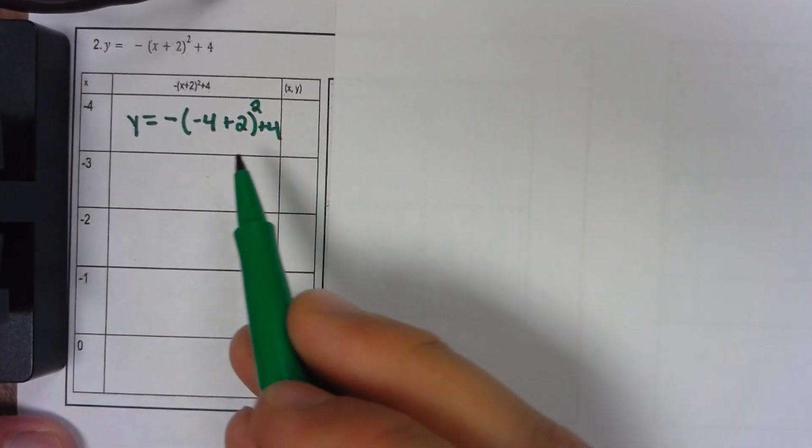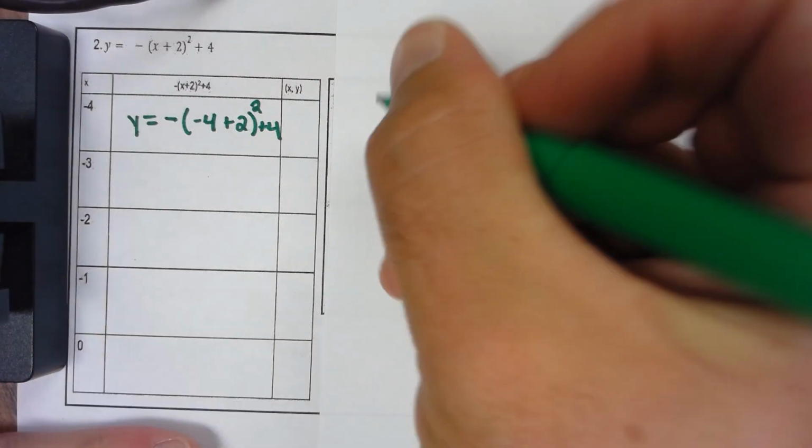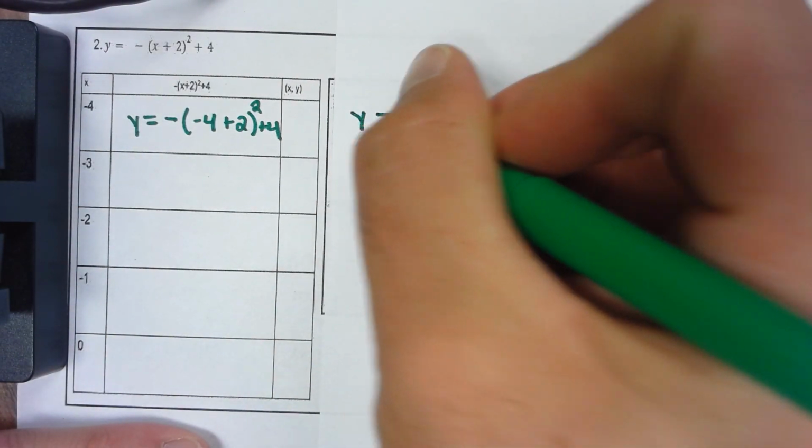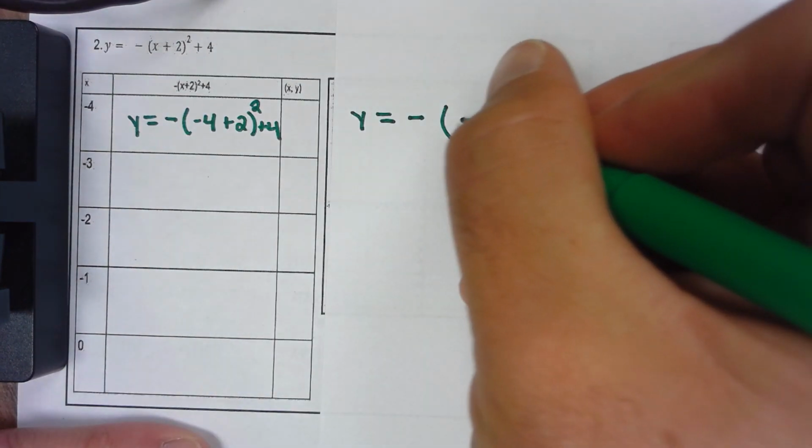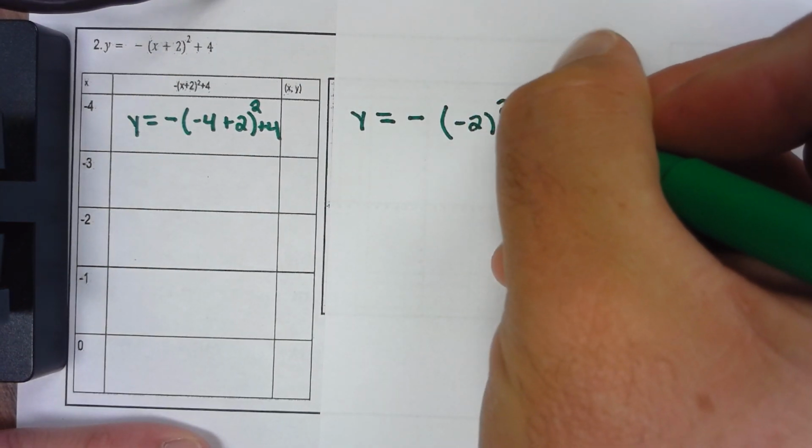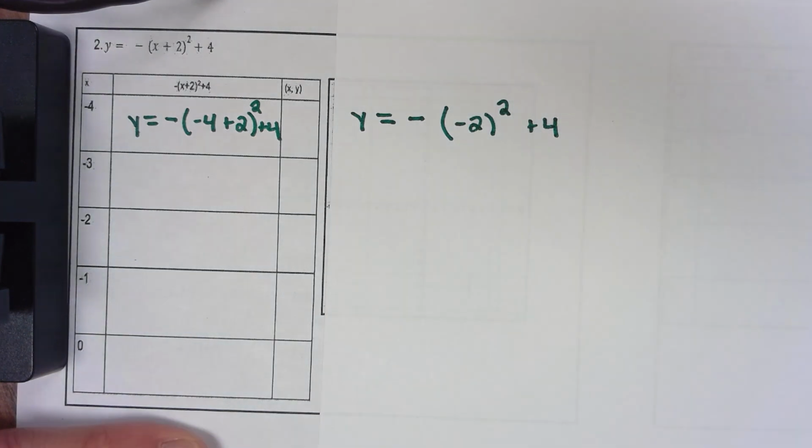And so now I'll go ahead and do what's inside the parentheses first. So that's y equals negative... I have to do negative 4 plus 2, which is negative 2. Then square it, then add 4.